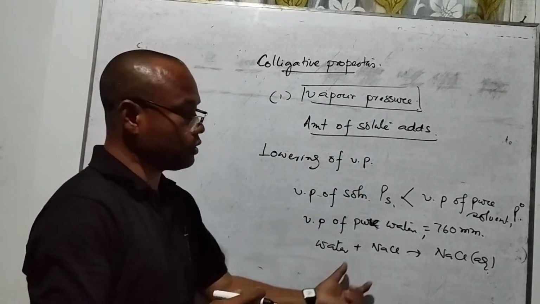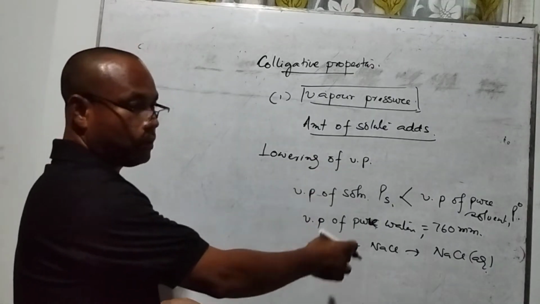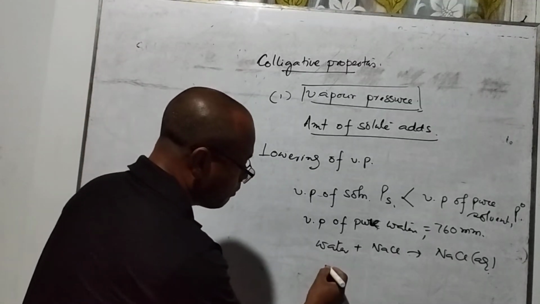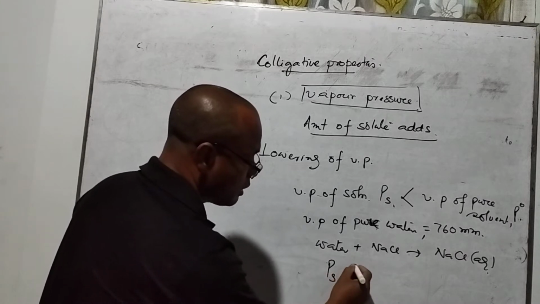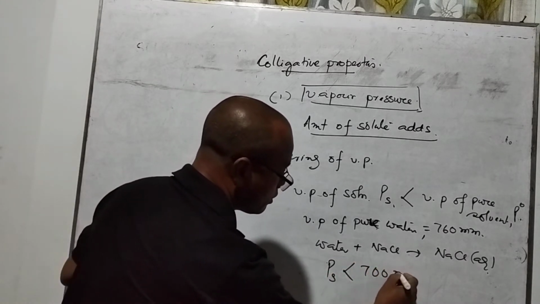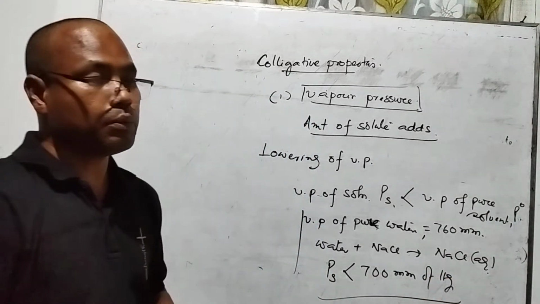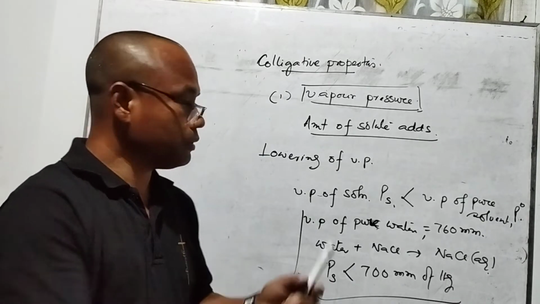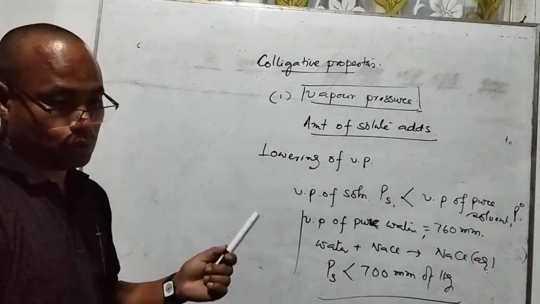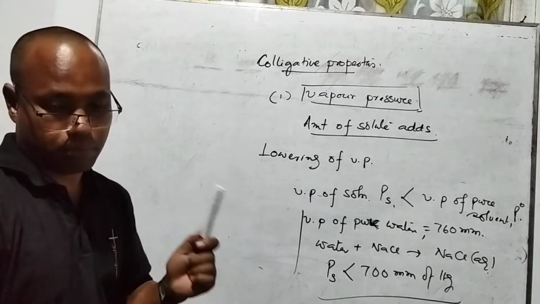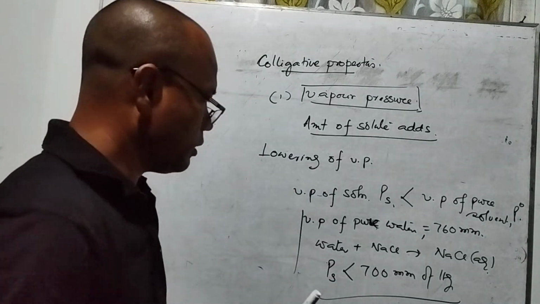The vapor pressure of the aqueous solution is always lower than the vapor pressure of the pure water. That means the vapor pressure of this solution is less than 760 millimeter. Don't forget our mercury level. So what we learn from this idea is that the vapor pressure of the solution is always lower than the vapor pressure of the pure solvent. How much lowering? That is another case.